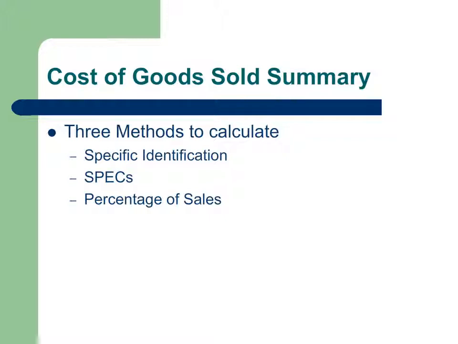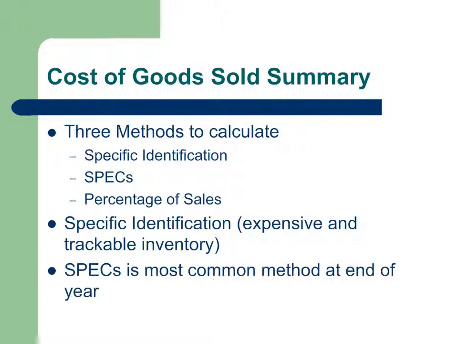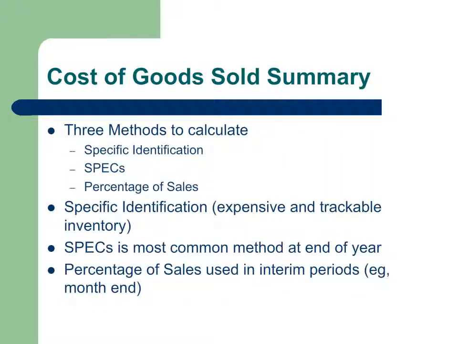In summary, you may calculate the cost of goods using one or more of the three basic methods: specific identification, specs, and percentage of sales. The specific identification method is used for expensive inventory that is tracked using a serial number. This method is used by dealers of vehicles and equipment, for example. Specs is the most common method used at the end of a year, but requires businesses to perform a physical inventory at the end of each reporting period. During interim periods, the percentage of sales method is used to calculate the cost of goods sold.